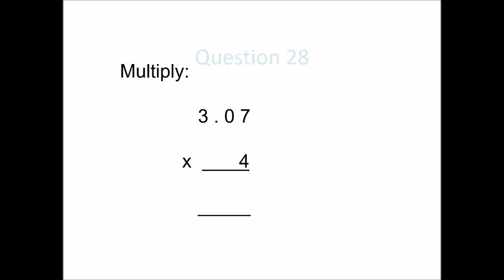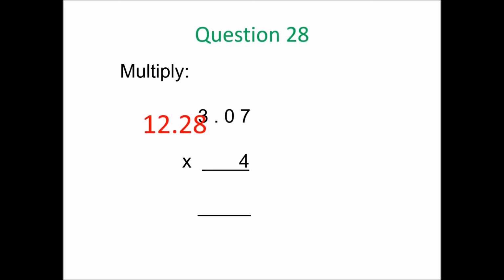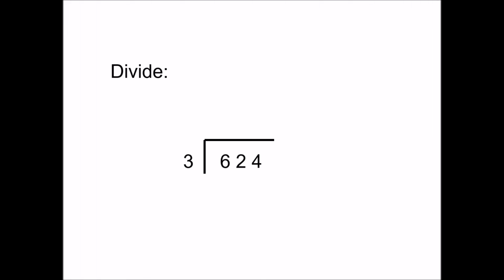Multiply, you have to regroup. 4 times 7 is 28. 4 zeros, put the 2. 4 3s are 12. 12.28 is the correct answer. You should know how to use your 4 timetables to multiply.